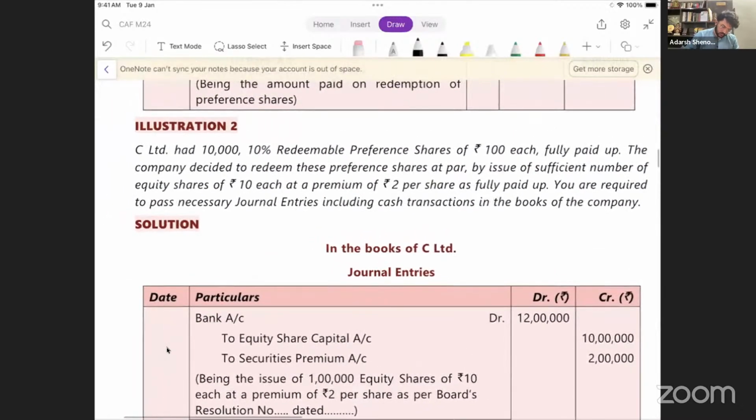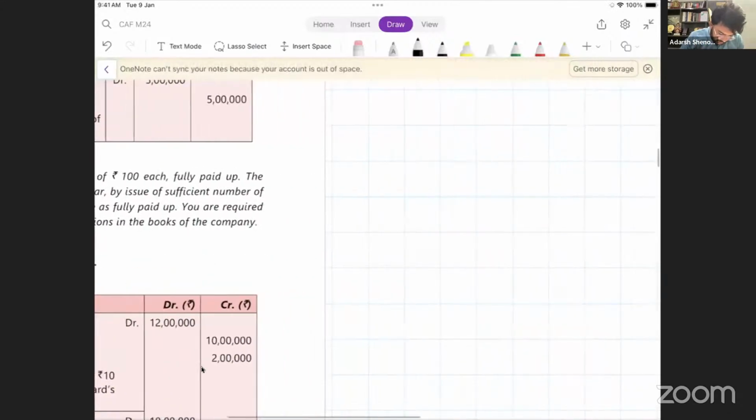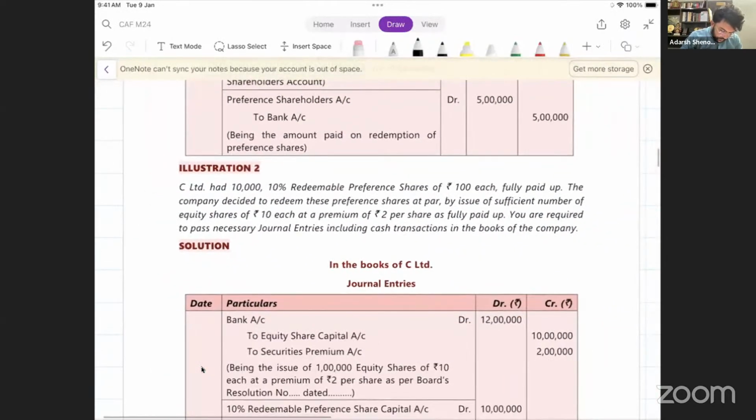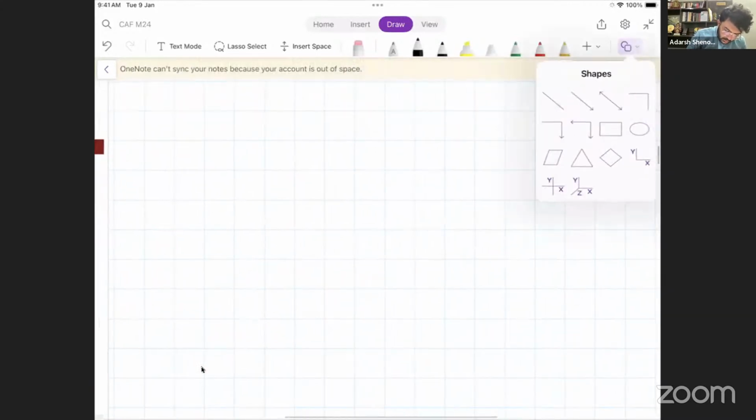Okay, one more question. Illustration 2. C Limited had 10,000 10% redeemable preference shares of rupees 100 each, fully paid up. The company decided to redeem these preference shares at par by issue of sufficient number of equity shares of 10 each at a premium of 2 per share, as fully paid up. You are required to pass the journal entries, including cash transactions in the books of the company. Okay, let's do this. So again, a very simple question. But here, when they're issuing the equity shares, they're issuing it at 2 rupee premium. That's all. Draw the format quickly.